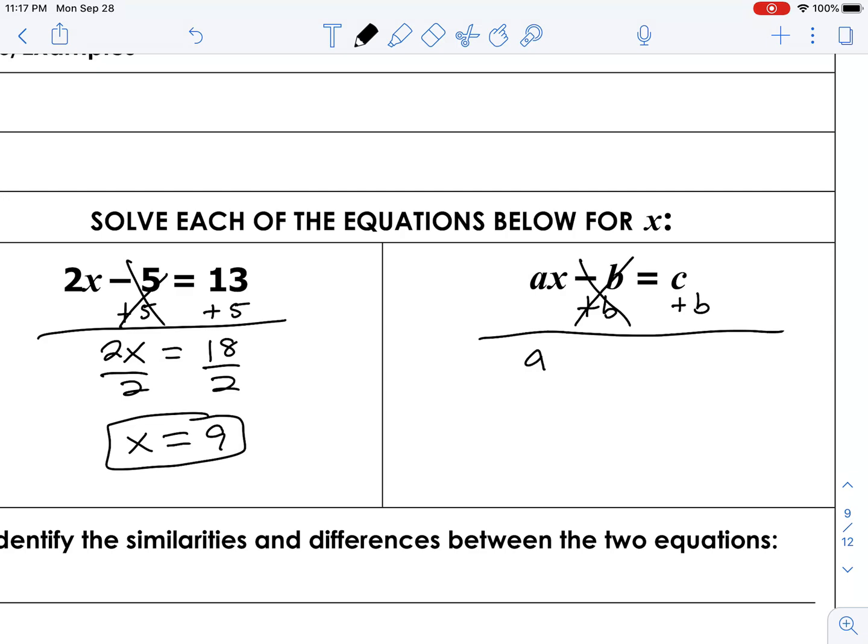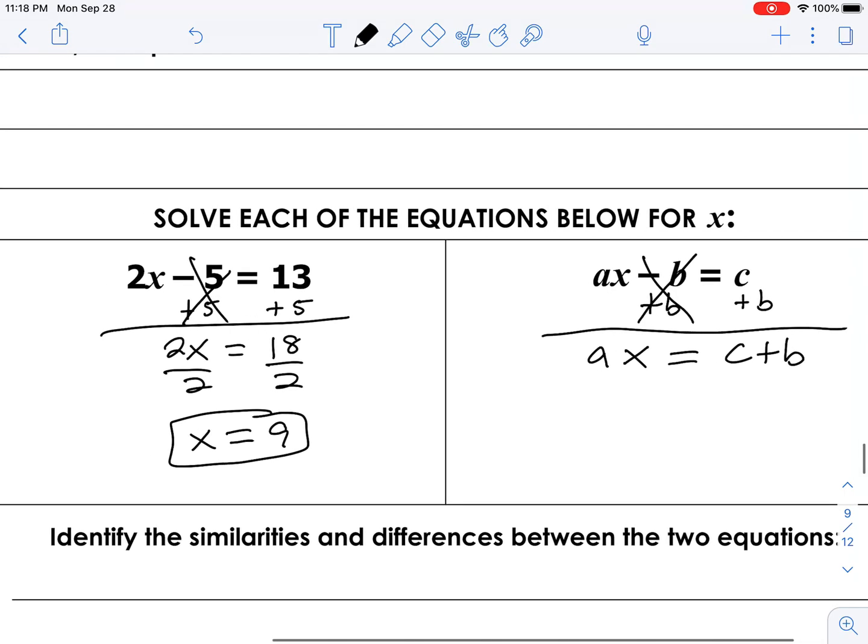So we're going to be left with ax equals, and then this is going to be c plus b, meaning you're not actually going to add c and b together. You just put the plus b on the other side. You just pretty much moved it to the other side. Now, over on the left, we divided by 2 to get rid of the 2 so the x can be by itself.